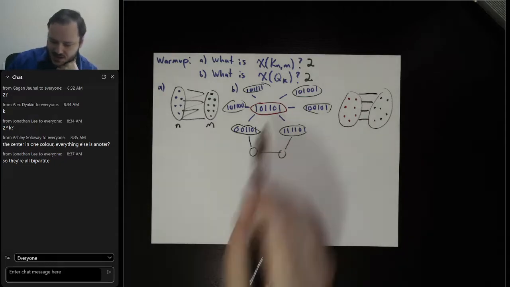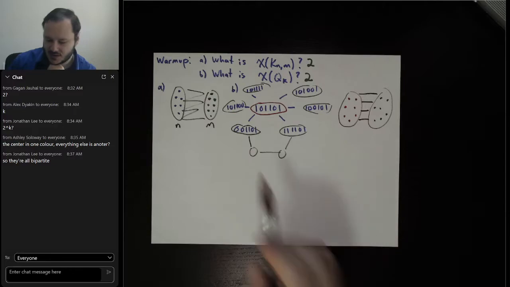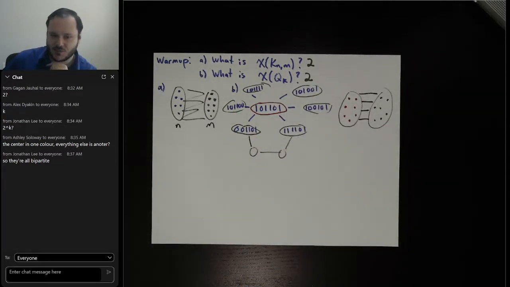Can you see any way to split up the vertices in my hypercube? I'll give you a hint. These labels are chosen. There's something about these labels. Something's going to be a red label and something's going to be a green label.